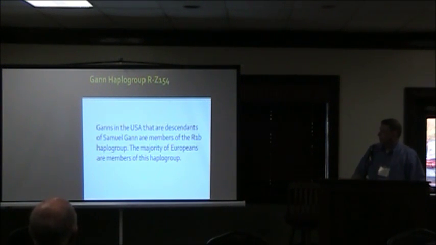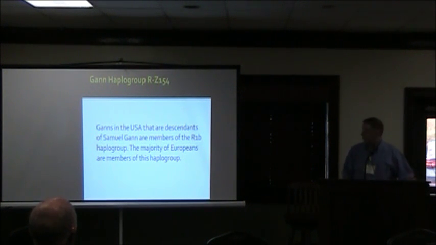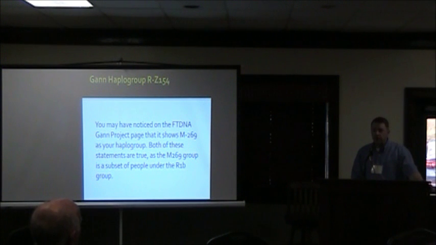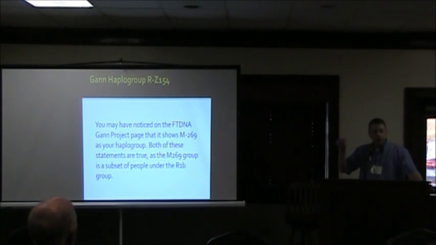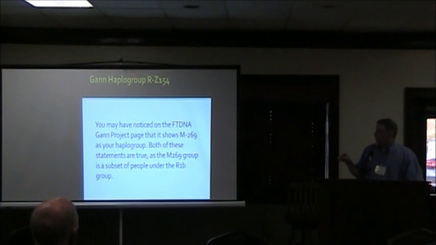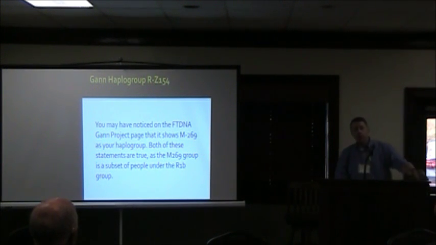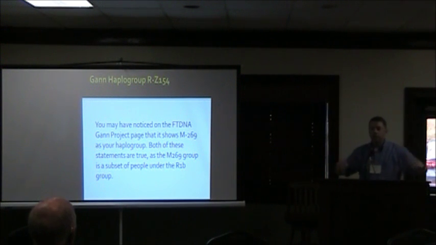Next, please. So Ganns in the U.S., descendants of Samuel Gann, are members of the R1b haplogroup. The majority of Europeans are members of this haplogroup, something about 40, I believe 45%, in at least one of the recent studies I saw. Now you may have noticed on Family Tree DNA, if you've ever been to the Gann Project page there, it lists, and Bill has up on the board a big listing back there, the haplogroup listed right before it starts all the results of all the alleles.